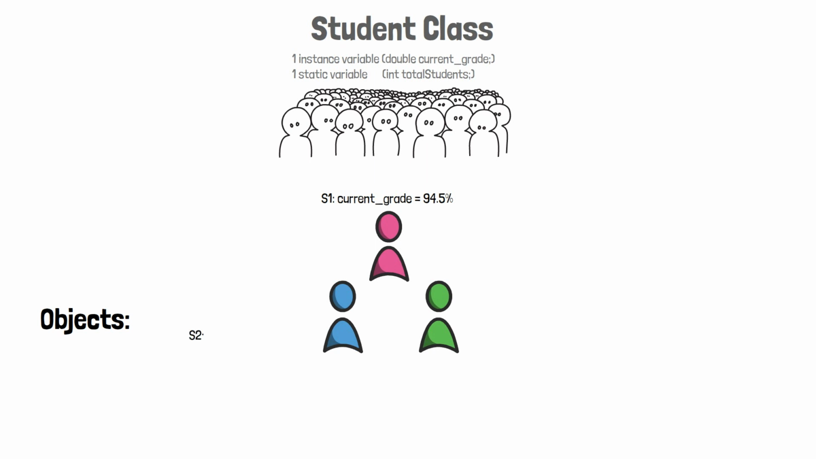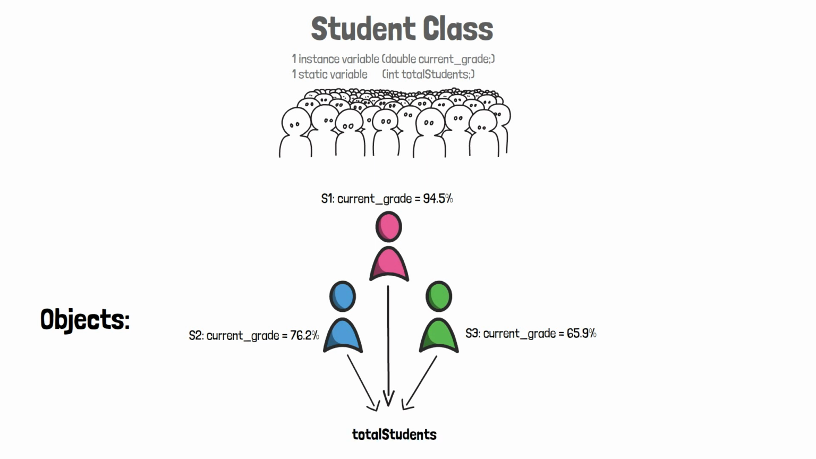Students 1, 2, and 3 will have their own copies of the instance variable current grade. From a practical perspective, this would make a lot of sense, as each student is likely to have a unique grade in a given course. However, student 1, 2, and 3 all share the same static variable, totalStudents. That is, they all have a reference to the same copy of the variable.